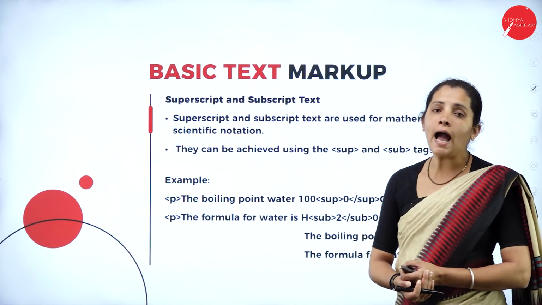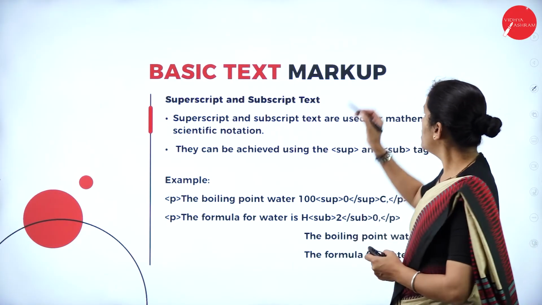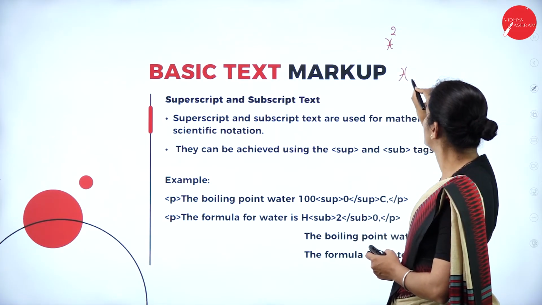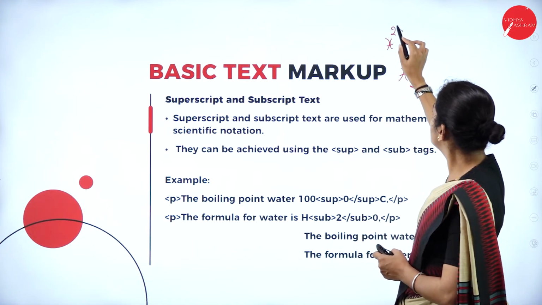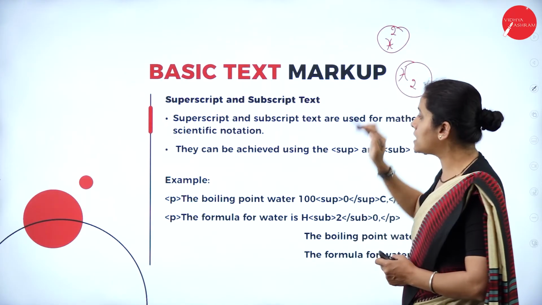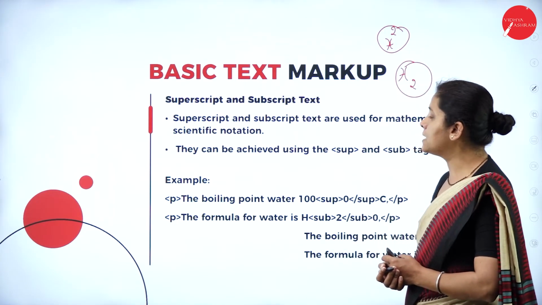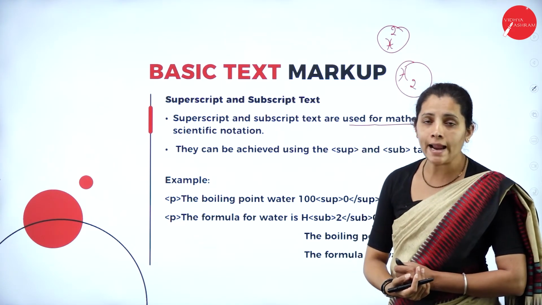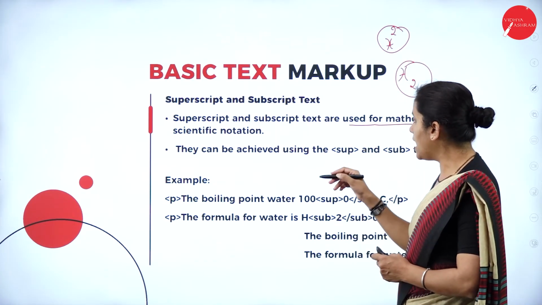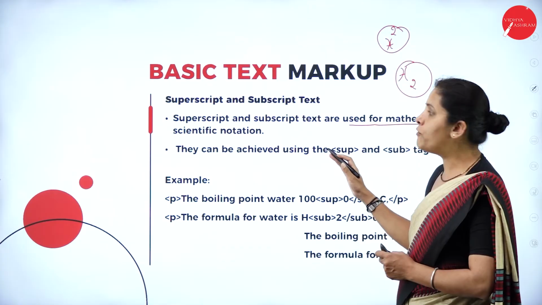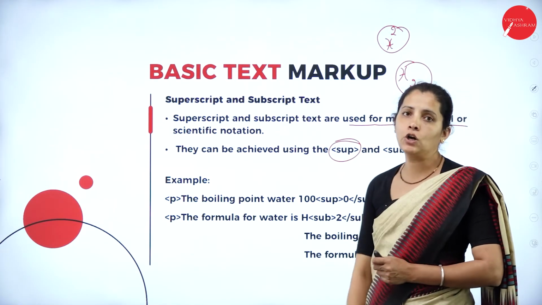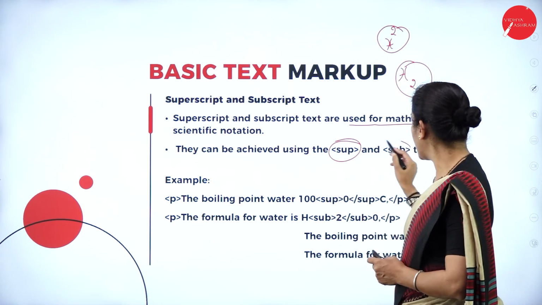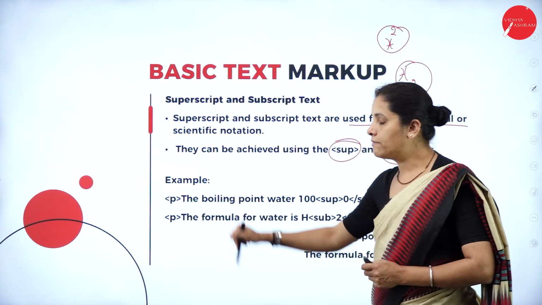Now, superscript and subscript. So if I want to write x to the power 2 or if I want to write x2, see, this is my superscript and this is my subscript. So superscript and subscripts are used for mathematical or scientific notations. For that, to perform superscript, I have the tag called SUP. And to perform subscript, I have the tag called sub. And I have the example.